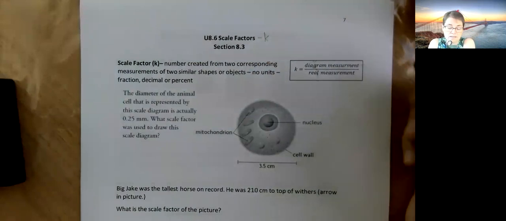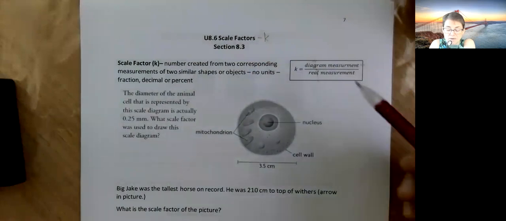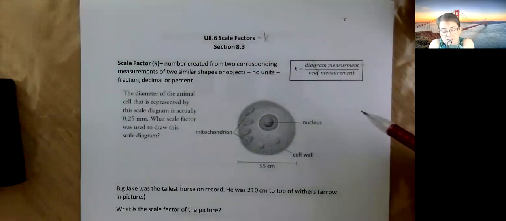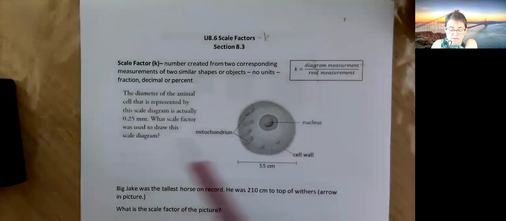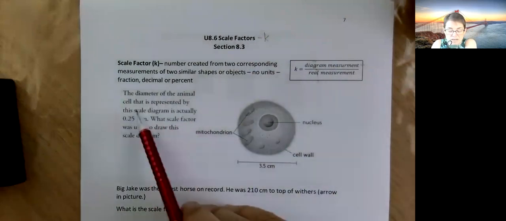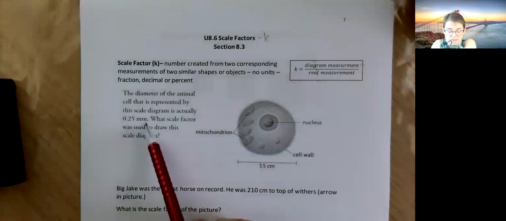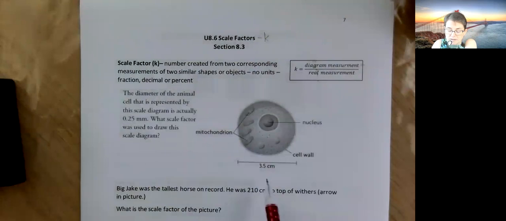All right, so scale factor k is a number created from two corresponding measurements of two similar objects or shapes. There are no units involved and it can be written as a fraction, a decimal, or a percent. So the diameter of the animal cell represented by this scale is actually 0.25 millimeters. What scale factor was used to draw this?